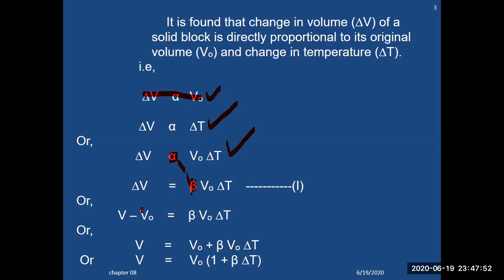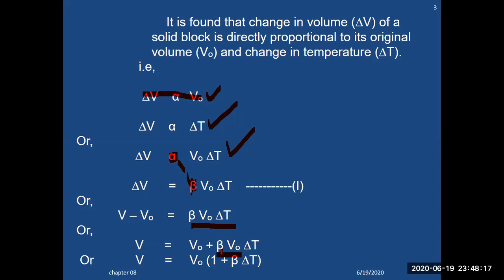If you are asked to calculate beta, then you replace del V with the difference of the volumes, that is V minus the initial volume V naught, equal to beta V naught del T. If you simplify it, finally you will get beta equal to del V divided by V naught del T.